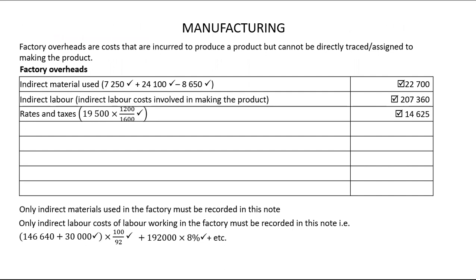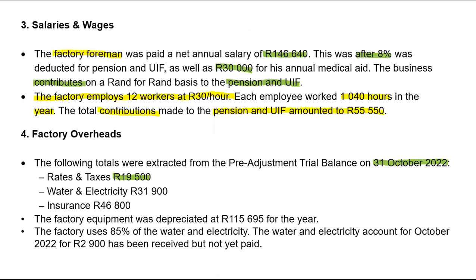Okay. For water and electricity, what do we have? Water and electricity amounts to 31,900. And they said 85% of water and electricity will be used in the factory.